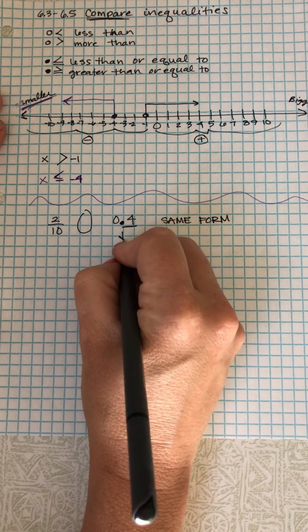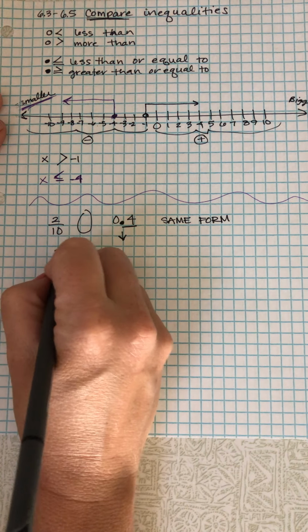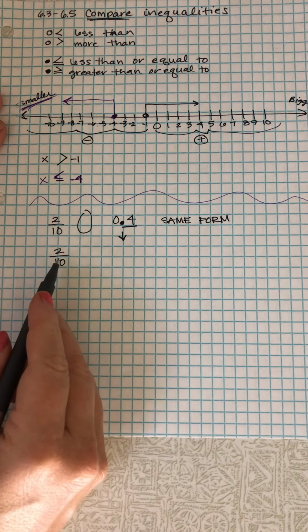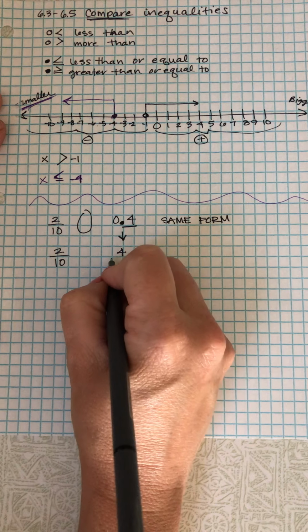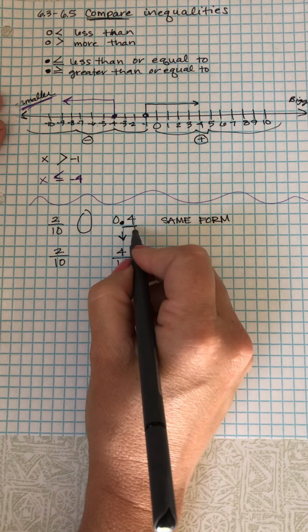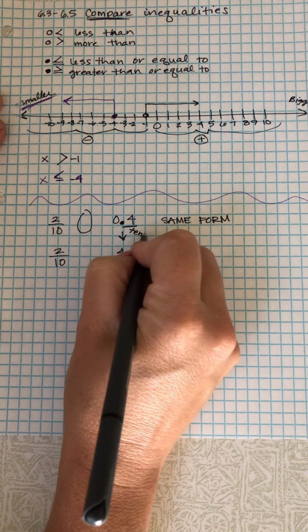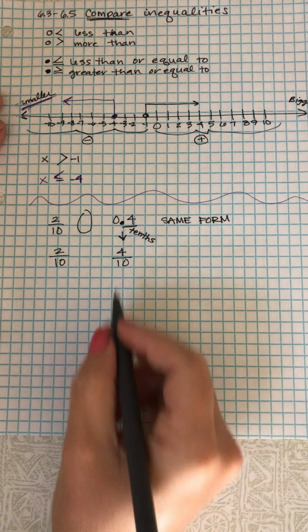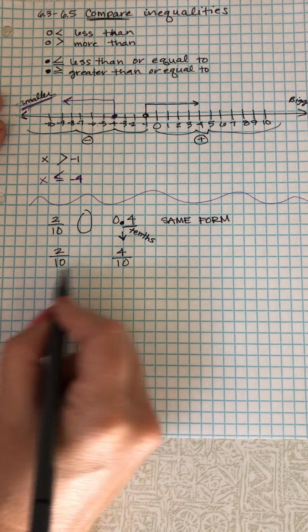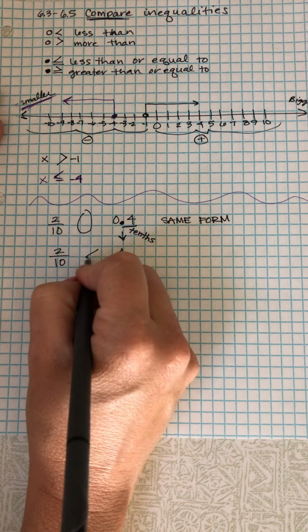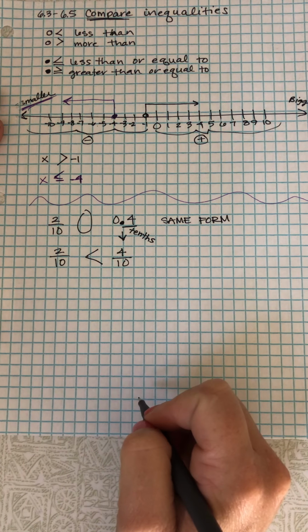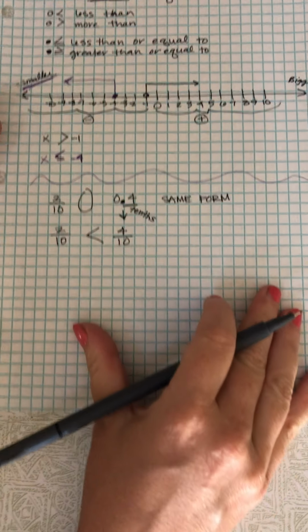So if I want to change this into a fraction, the first one stays the same because it was already a fraction. And the second one turns into 4 over 10 because it's in the tenths spot. So 4 over 10. So now which one is bigger? 4/10 is bigger.